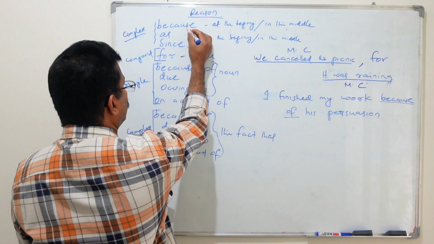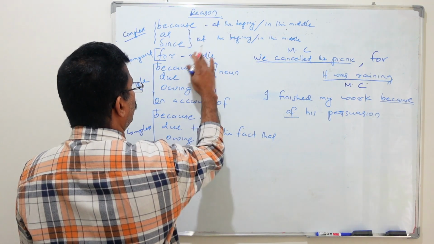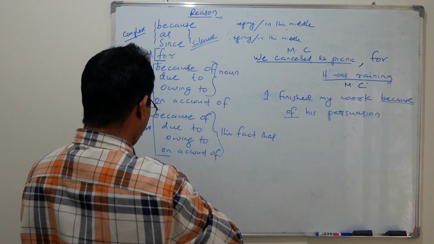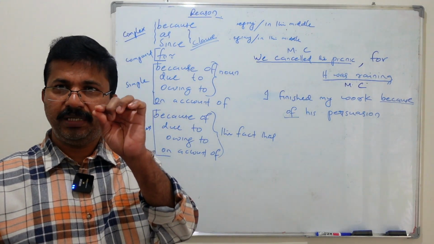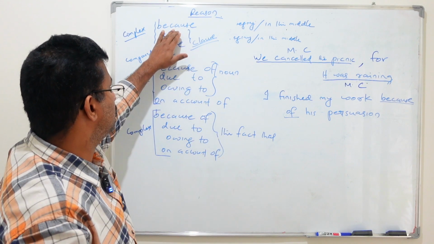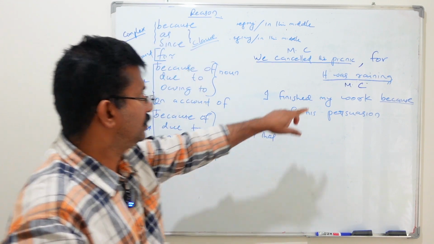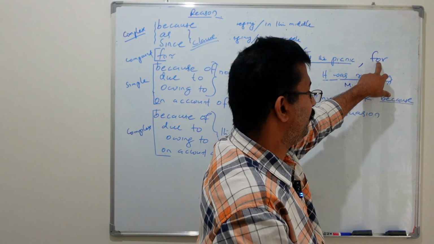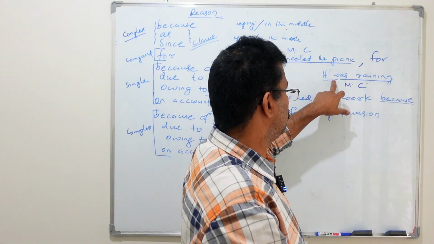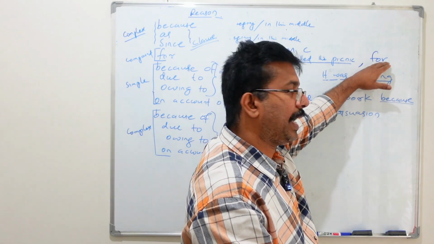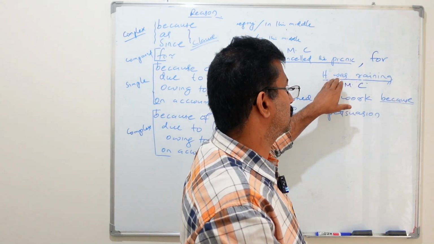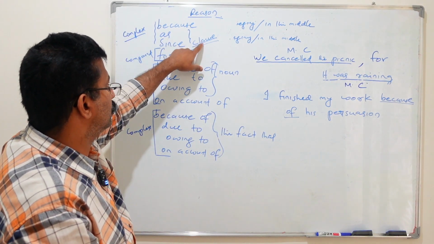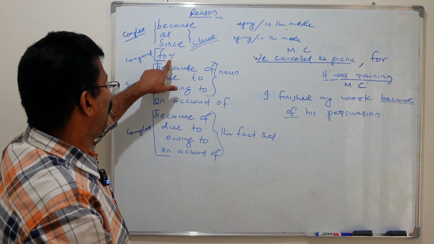But after because, as, since and for, you are writing a clause. Clause means there should be a subject and a verb. You are writing a clause with a subject and verb. Just look at this. After for, we wrote a subject and verb. If you are putting because there, again it is subject and verb. If you are putting as there, again you are writing a subject and verb, which is a clause. So you have to write a clause after because, as, since, and for.